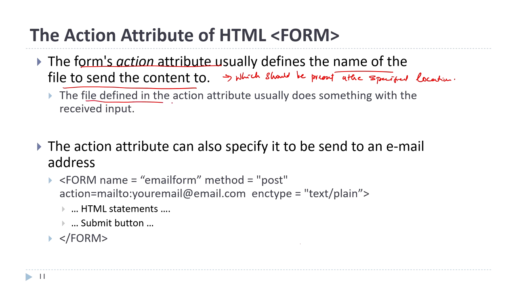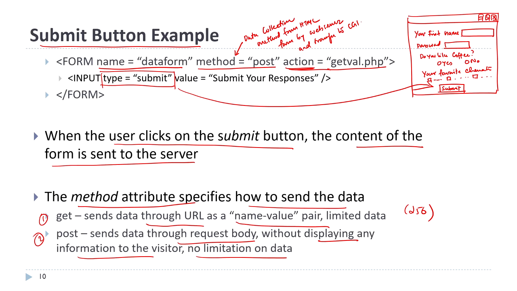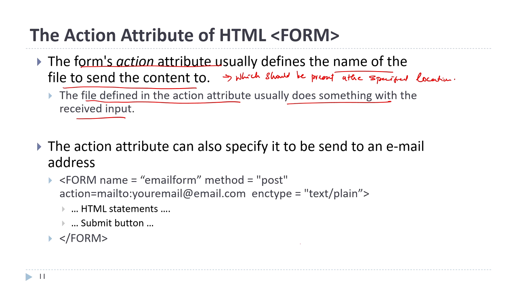The file defined in the action attribute usually does something with the received input. What happens is the web server invokes that file, sends the data through the method that you specified, and tells it, now you do whatever you want to do. With the action attribute, instead of sending it to a file, you can send it to a specified email address. If you want to do that, that can also be done.